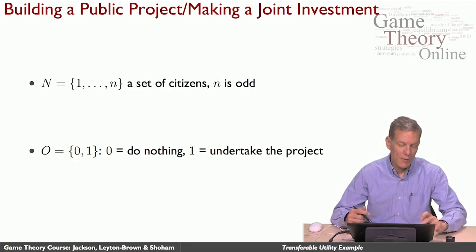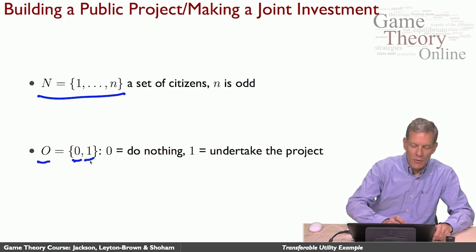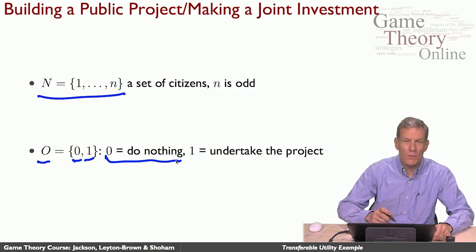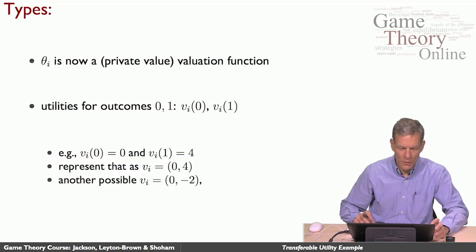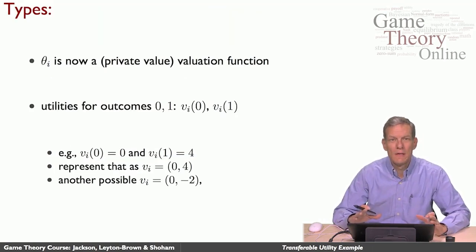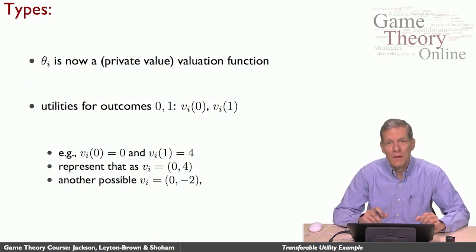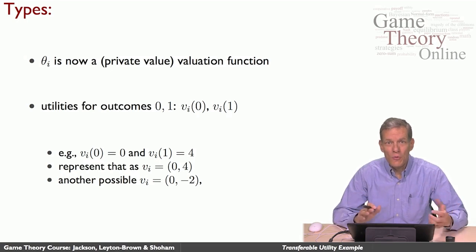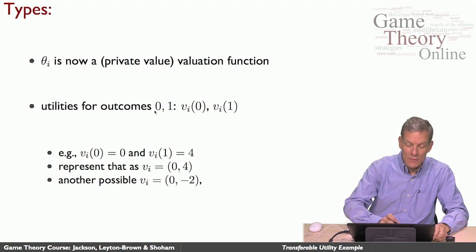So there's a set of people, and we'll keep track. N is just our set of individuals, and now the outcomes we'll keep track of as either 0 or 1. So 0 means status quo, you don't do anything. 1 means you undertake the project, make the investment, and so forth. And so the idea now is that the types represent somebody's private value in this particular example for the two possible options. So this is a valuation function. Basically they have utilities for doing nothing and utilities for undertaking the project.